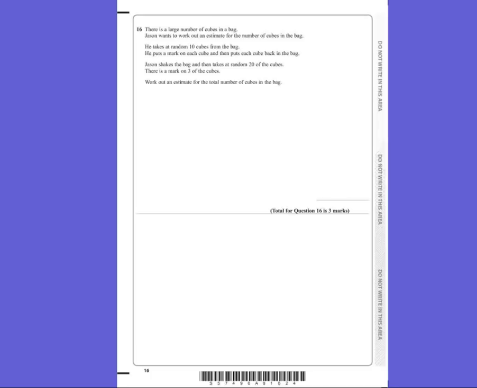Question 16. It says there is a large number of cubes in a bag. Jason wants to work out an estimate for the number of cubes in a bag. He takes at random 10 cubes and puts a mark on each of them. So he marks up 10 cubes, and that will be the same ratio to the entire population, which we don't know yet, which is x, as his sample.